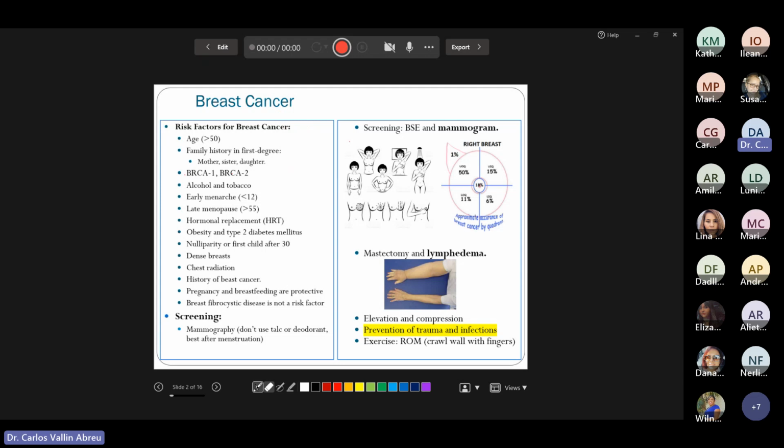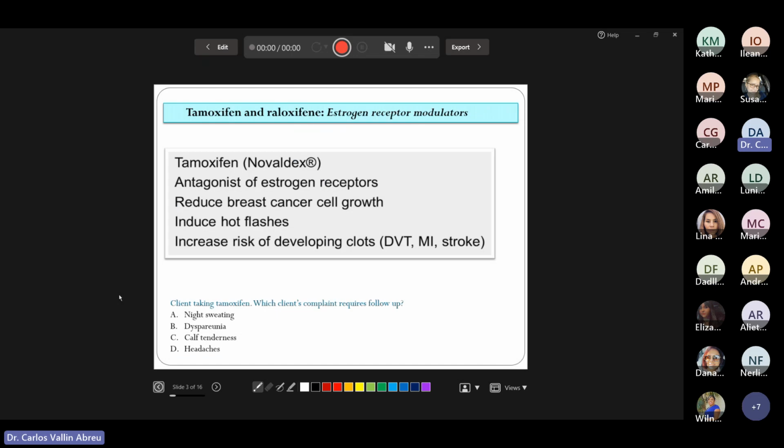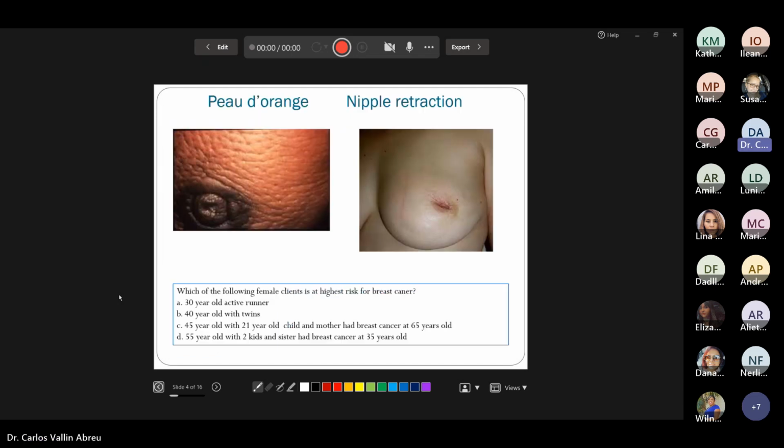Okay, let me explore if you understood my explanation. Which of the following female clients has the highest risk for breast cancer? A, 30 years old, active runner. Okay, it is a distractor. What is important here is 30 years old. It's extremely rare to have breast cancer at 30 years. So you can rule out that.